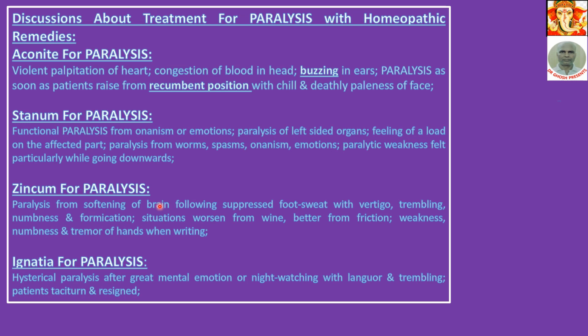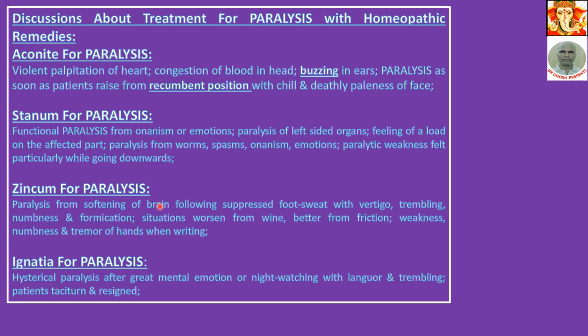Paralytic weakness felt particularly while going downwards. While coming downstairs, the patient is feeling weakness. When he is going up, there is no feeling of weakness. A very strange symptom. Gelsemium for paralysis. Paralysis from softening of brain following suppressed foot sweat with vertigo. Trembling, numbness and formication. Situation worsens from wine, better from friction; weakness, numbness and tremor of hands when writing.